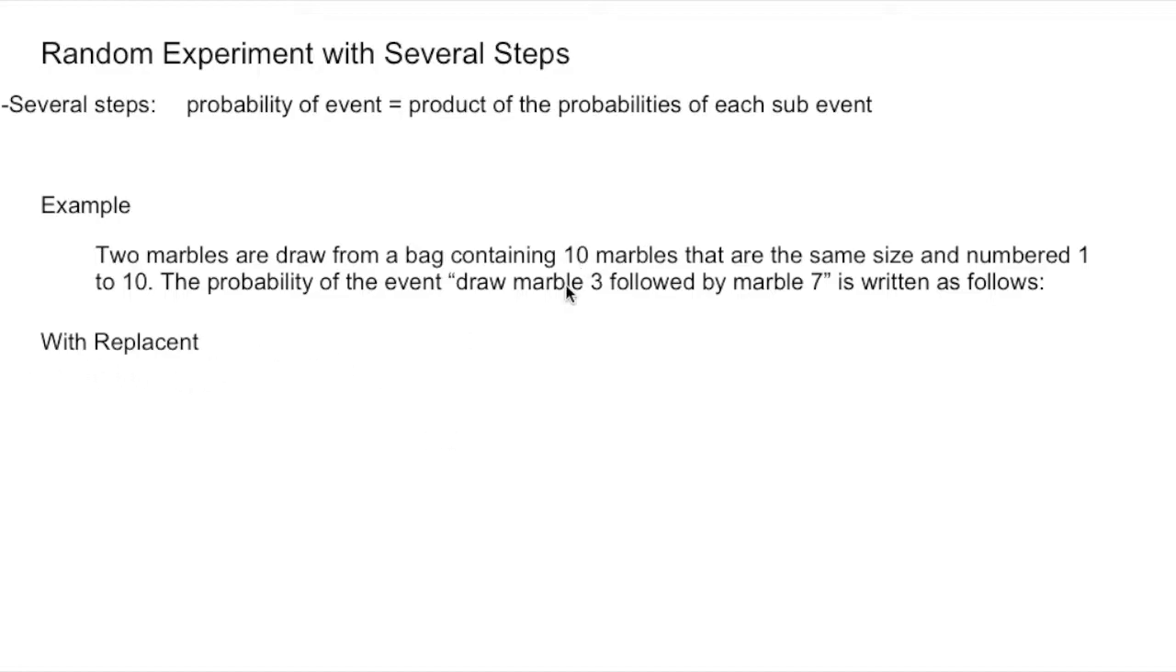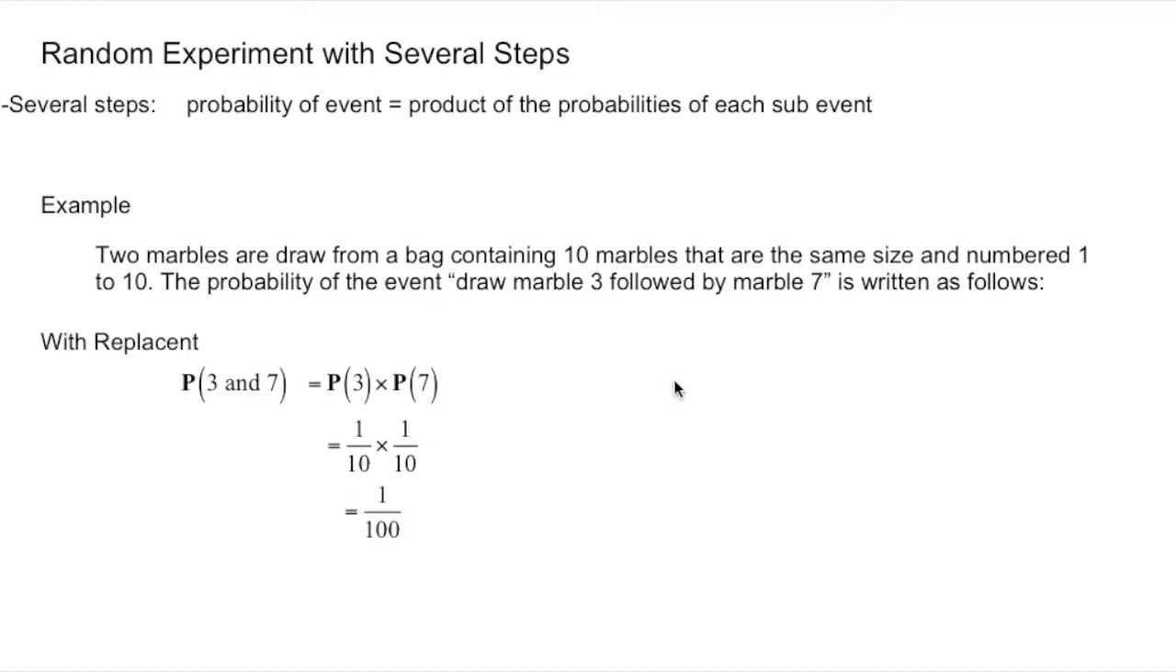So you pull out a marble, you look at the number, you put it back. So that's with replacement. The probability of getting 3 and 7 is going to be equal to the probability of getting a 3 multiplied by the probability of getting a 7. The probability of getting a 3 is 1 out of 10. You put it back, so there's still 10 marbles in the bag. So the probability of getting a 7 is 1 out of 10. So that's going to give you 1 out of 100.